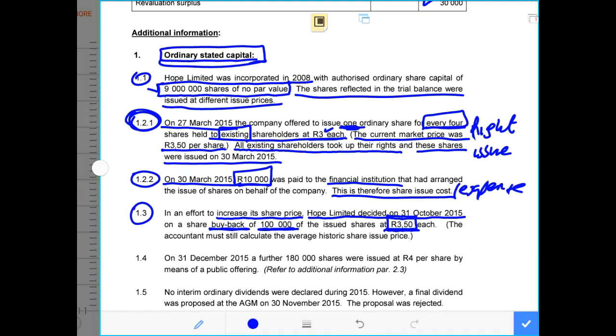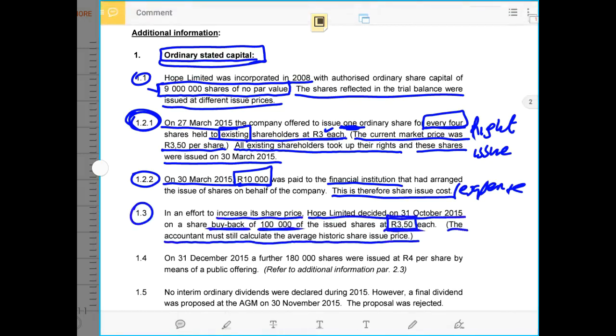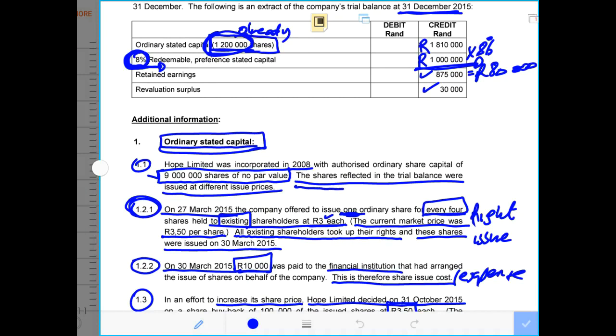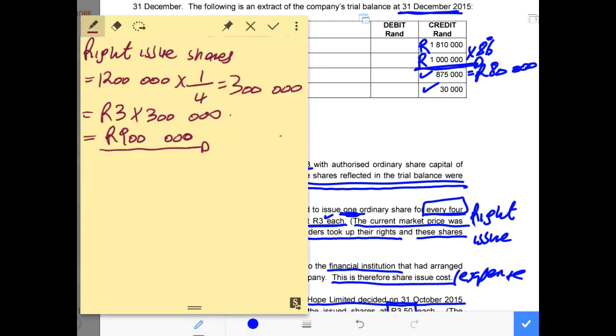In this case, we don't know the average price, but they are telling us that the accountant must use the average historic share issue price. Why are they saying this? It is because there was a sentence that told us that all the shares reflected on the trial balance were issued at different prices. So when there is a buyback, we need to determine the average price of the 1,200,000 shares, inclusive of the 300,000 shares that were issued as the rights issue.